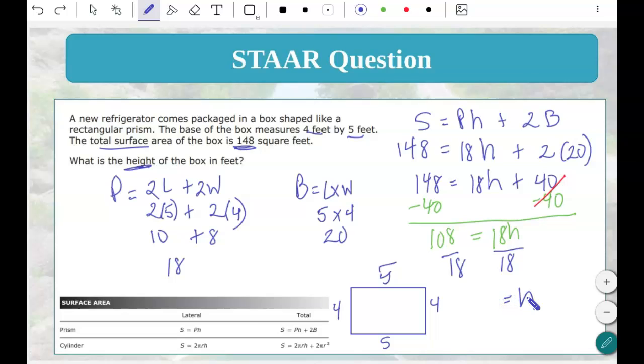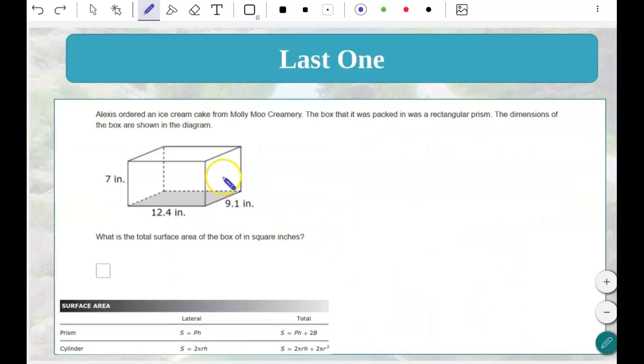So use your calculator if you need to. 108 divided by 18 is 6. So the height of this rectangular prism would be 6. And that is in feet, so it'd be 6 feet if you had to label it. All right, one more practice problem.